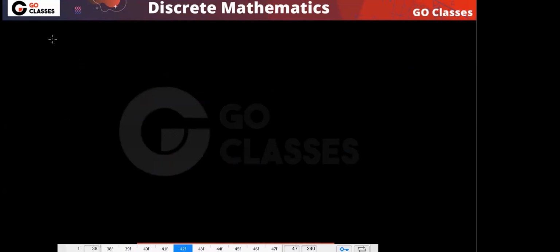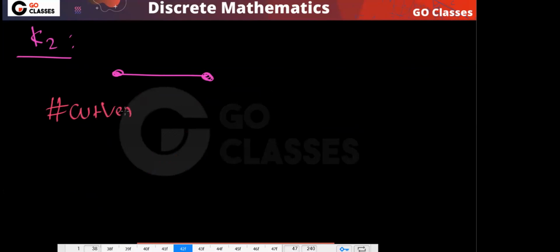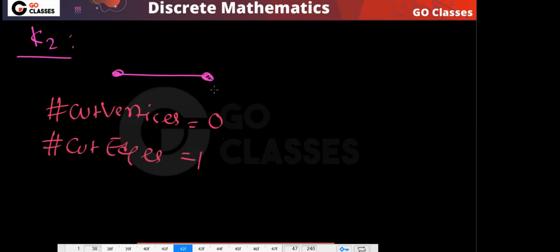Tell me one more thing. In this graph, let me give you a K2. In this graph, what is the number of cut vertices? There is no cut vertex. And what is the number of cut edges? There is one cut edge.